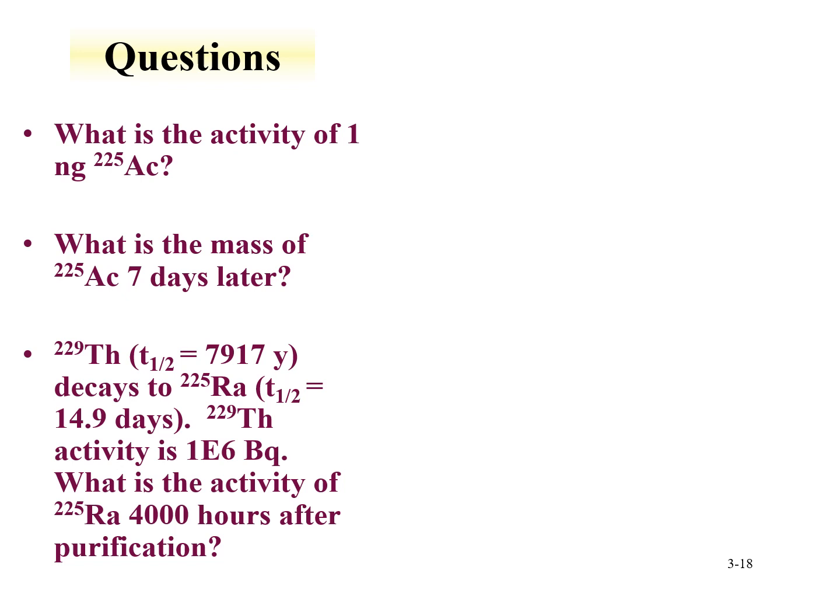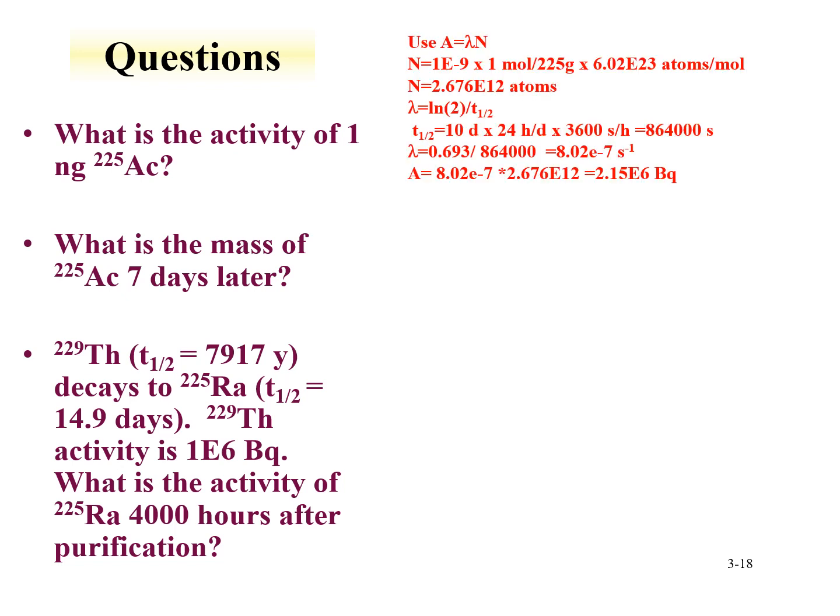Some other questions you should be able to answer. What's the activity of a nanogram of a certain isotope, in this case actinium-225? The main equation to use: activity equals lambda N. So now we need to solve for N for 1 nanogram of actinium-225. We can evaluate that number.